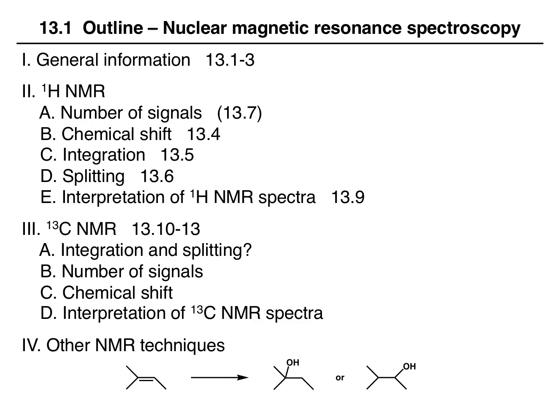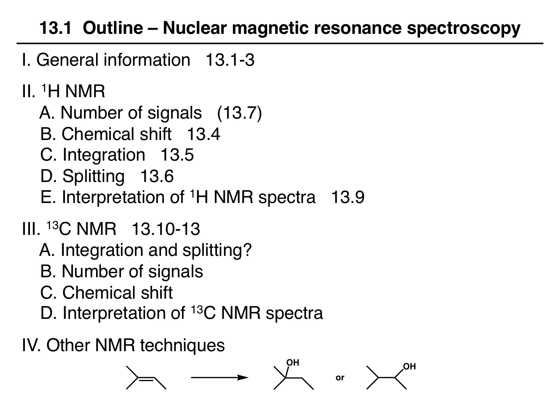In this chapter, we will be focusing on another spectroscopic method called nuclear magnetic resonance spectroscopy, or NMR. We'll go over some general information, and then we will focus on proton NMR, followed by carbon-13 NMR, and then we'll talk just briefly about some other NMR techniques.